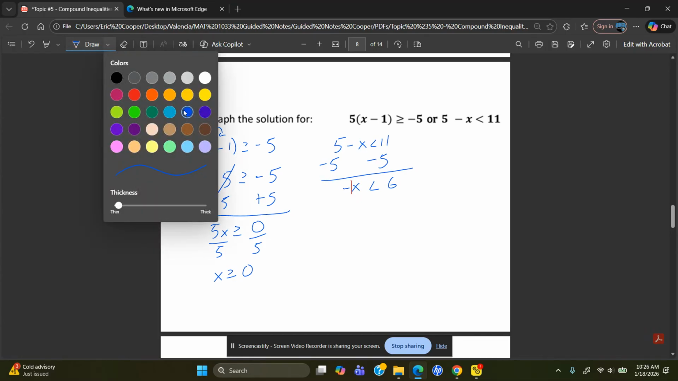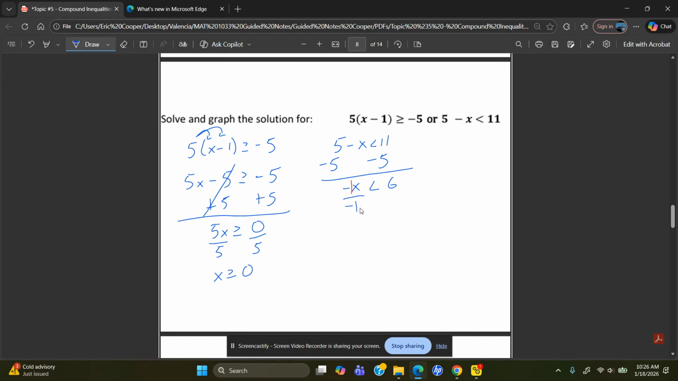My job is to get x by itself, so I need to divide both sides by -1. Remembering that if I divide by a negative, I need to flip the inequality sign. So the less than sign becomes a greater than. 6 divided by -1 is -6. So for us, the solution is x has to be greater than or equal to 0, or x has to be greater than -6.